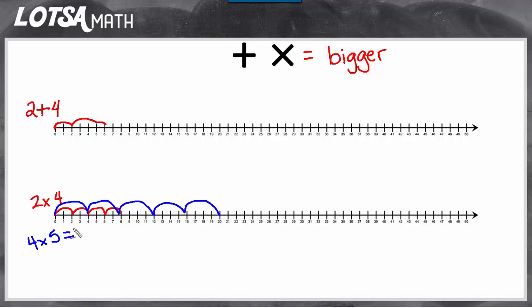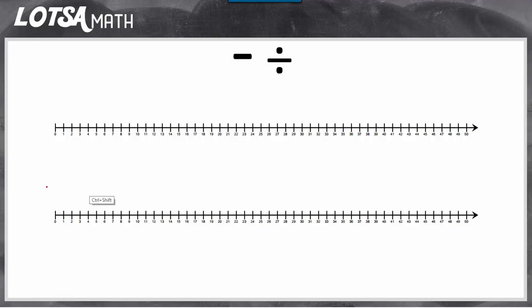The answer to either a multiplication problem or an addition problem is always going to be bigger than the other 2 digits, with the exception of if you have a 0. In the same way, subtraction and division are getting smaller. With subtraction, you're going to start at a certain amount and get smaller. With division, you're going to start at a certain amount and you're going to get smaller repeatedly. But either way, you're getting smaller.